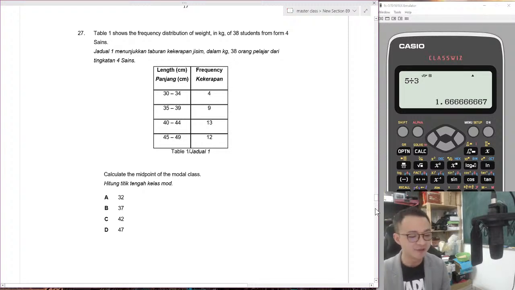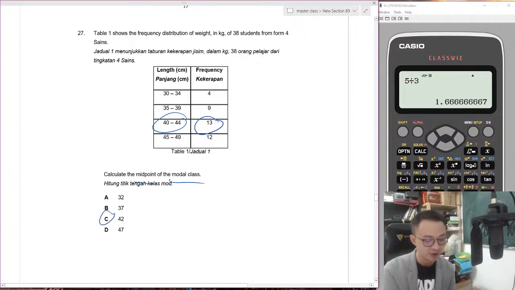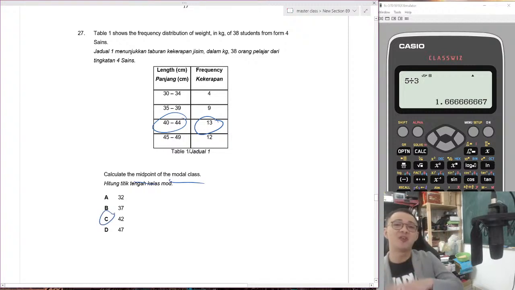Okay, table 1 shows the frequency distribution of 38 students. So they ask you to find the midpoint of the modal class. The modal class is this one, isn't it? So the midpoint will be 42. 40 plus 44 divided by 2, then you will get the midpoint here.